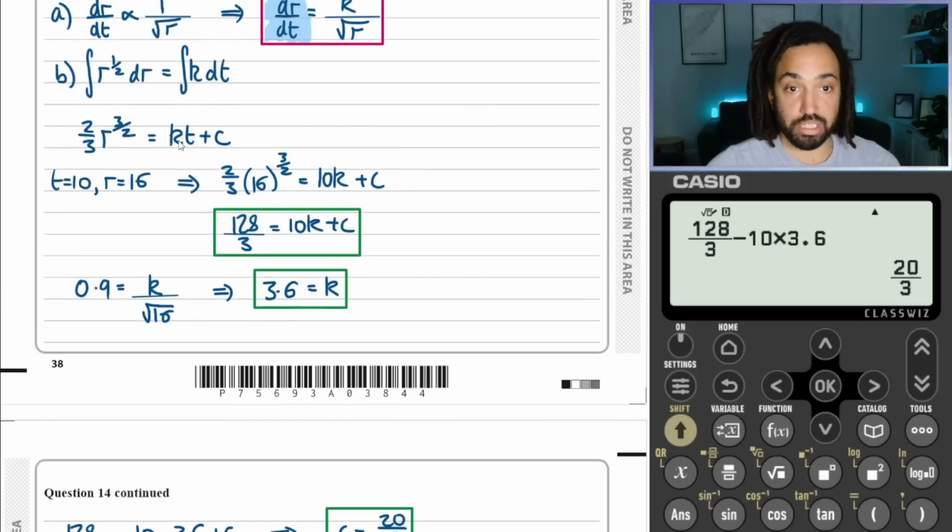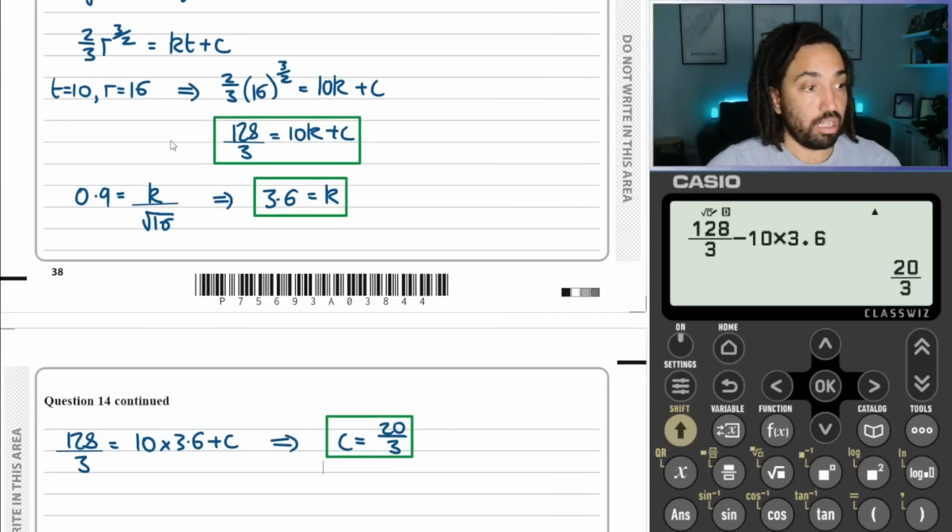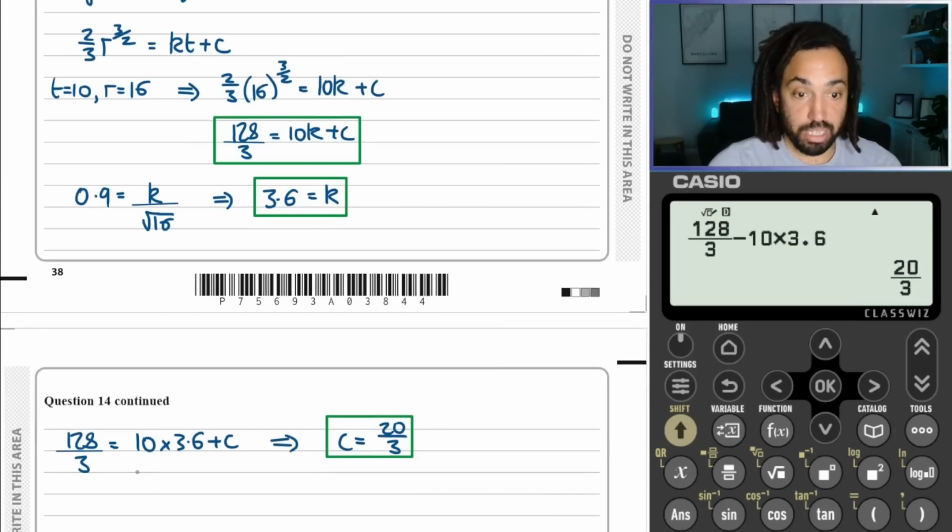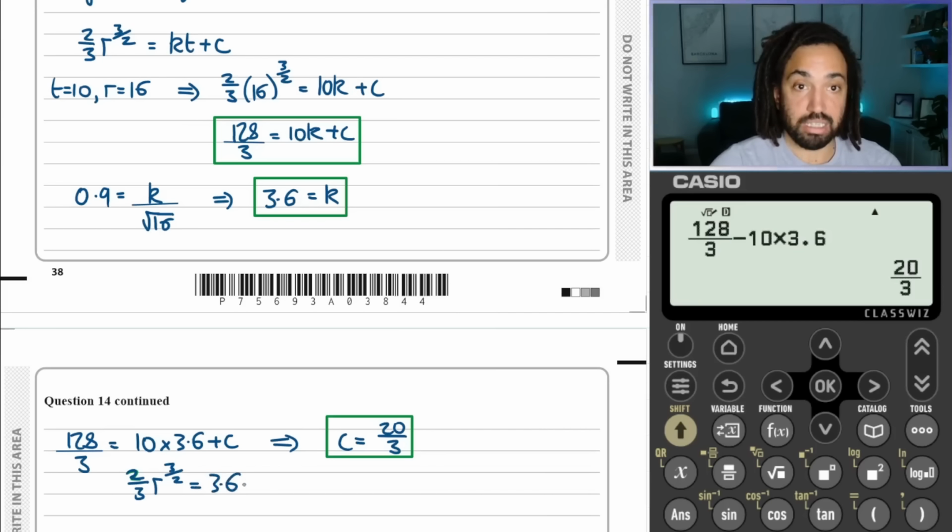This was the equation. Okay, so we can see it at the top there. So it's just going to be 2/3 r to the 3/2 is equal to k t plus c.